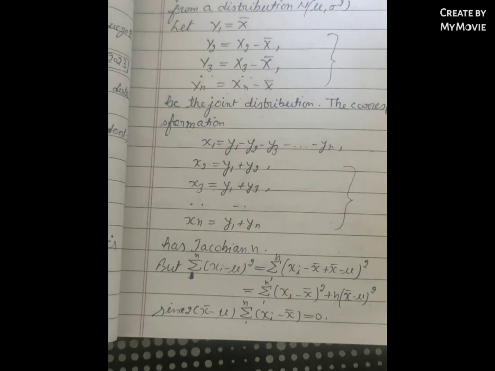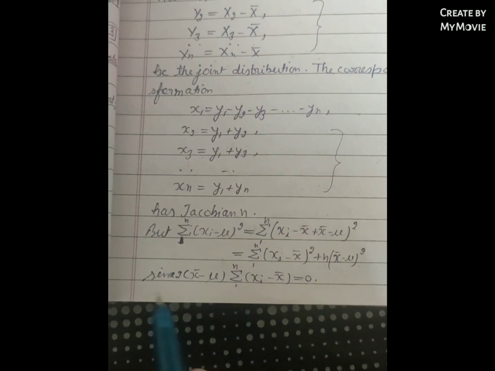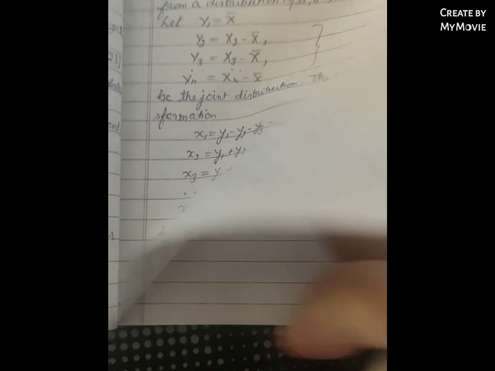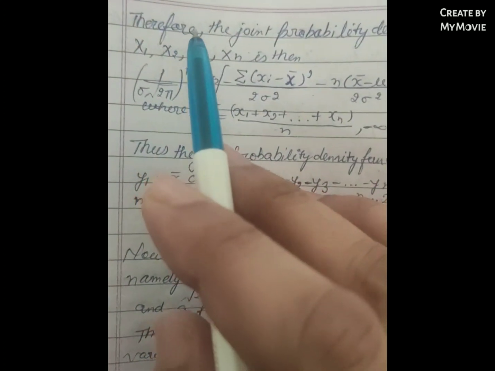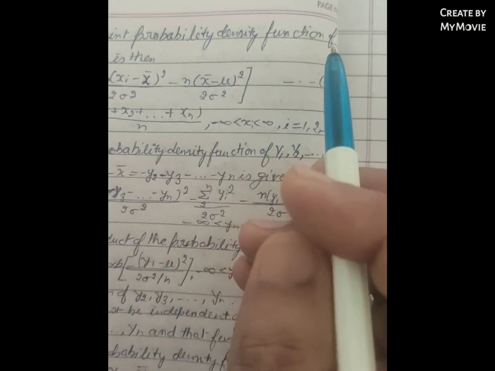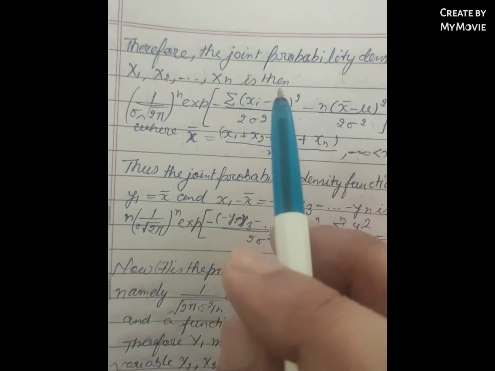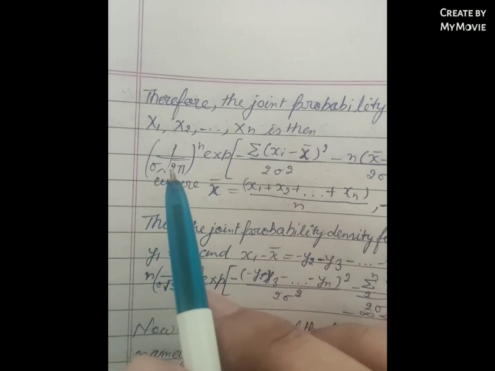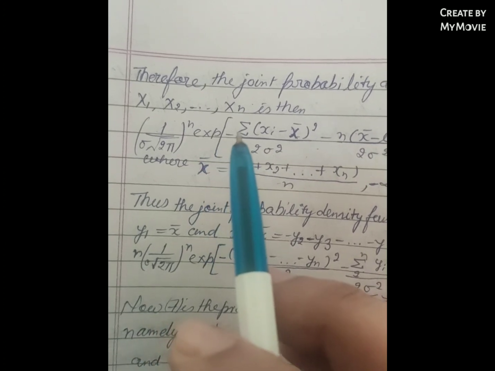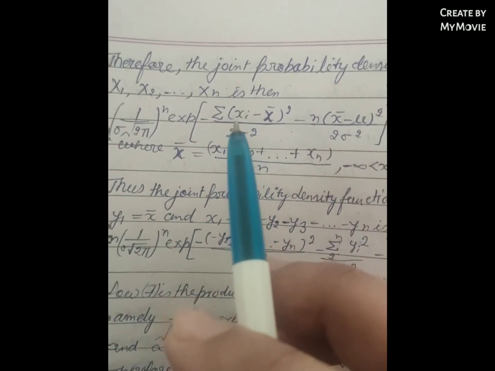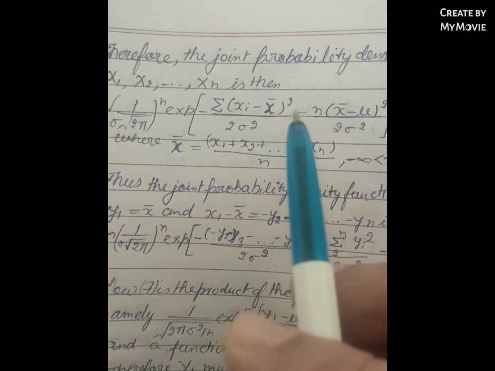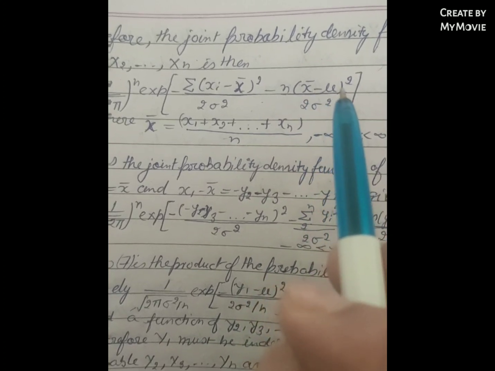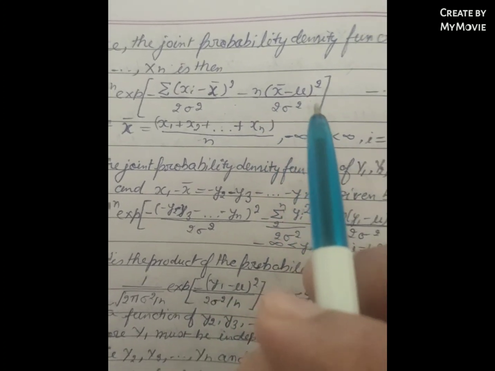ये वाली टर्म बिकम्स इक्वल टू 0 हो जाएगी, फिर हमारे पास सिर्फ यही टर्म रिमेन रह जाएगी. Therefore, the joint probability density function of x1, x2, xn is then (1 upon sigma root 2 pi) raised to power n exponential [ sigma (xi minus x bar) square upon 2 sigma square minus n (x bar minus mu) square upon 2 sigma square ].